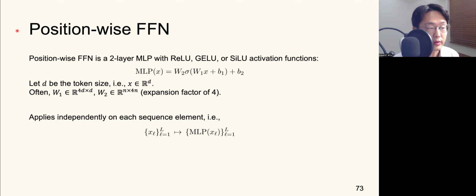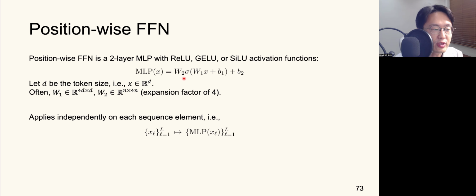In a transformer layer, there's the multi-head self-attention, there's the residual connection, there's the layer norm, and then there's the position-wise FFN. A position-wise FFN is usually a 2-layer MLP with a ReLU, GELU, or SiLU activation function. I'll talk about these activation functions in just a moment. So the MLP looks like this: you have a linear layer, a nonlinearity, and then a linear layer.